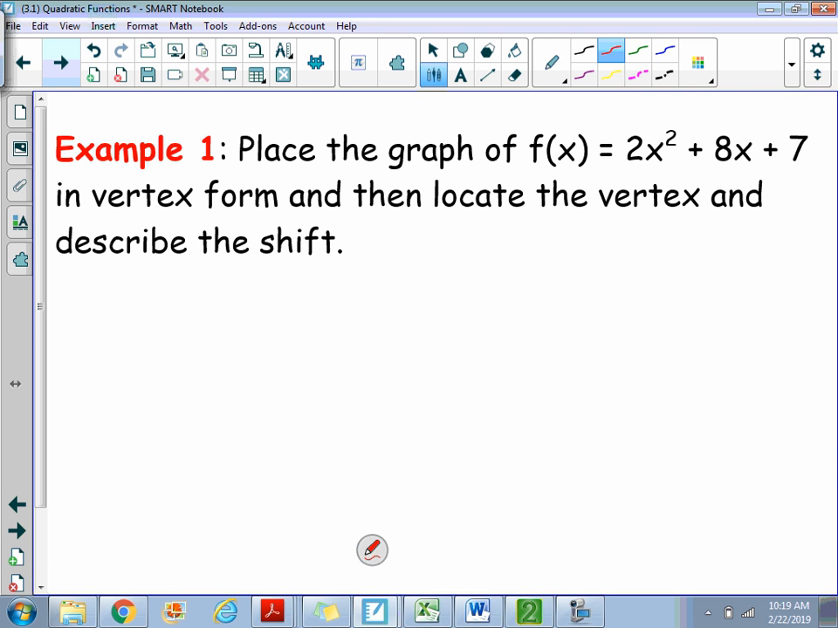So we're going to take the standard form, and I want you to switch it into vertex form. Tell me what the vertex is, and then talk about what the shift is. Because currently, right now, can you see what the vertex is? No. Okay, can you tell me what the shift is, the way it looks right now? No. We would have to do about 4 or 5 steps in order to graph it.